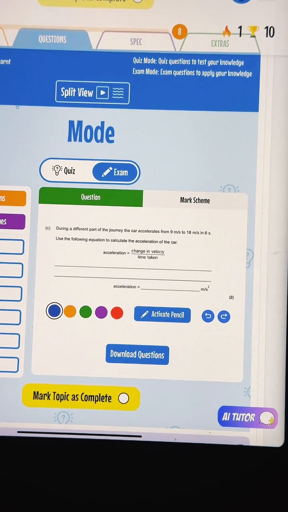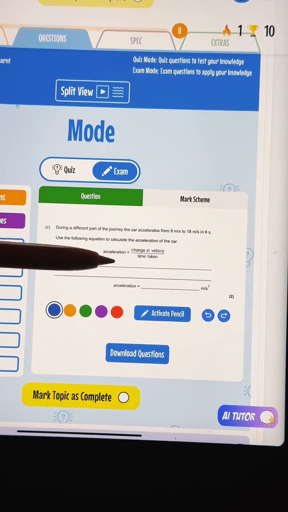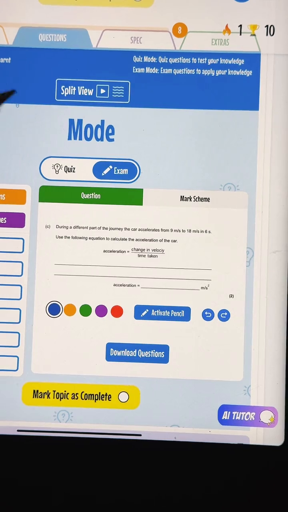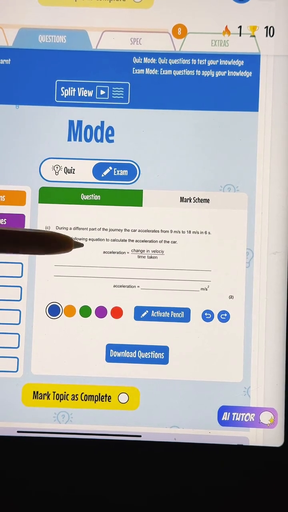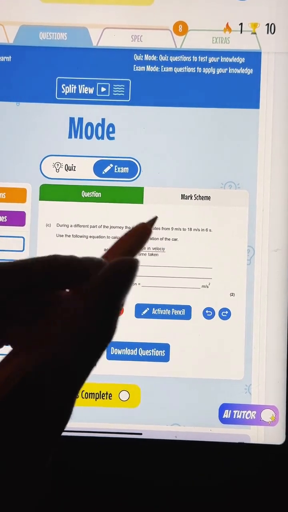During a different part of the journey, the car accelerates from 9 meters per second to 18 meters per second in 6 seconds. Use the following equation to calculate the acceleration of the car. As you can see here, Geordie, you asked earlier, do they give you the equation? Sometimes it's given in the question, other times you have to go to the formula sheet if you don't already remember. So using this equation, same as last time, let's take the information that we have.